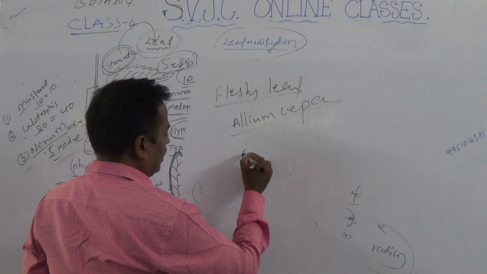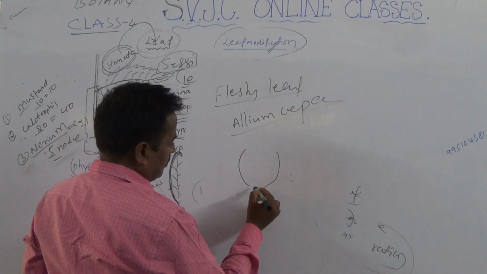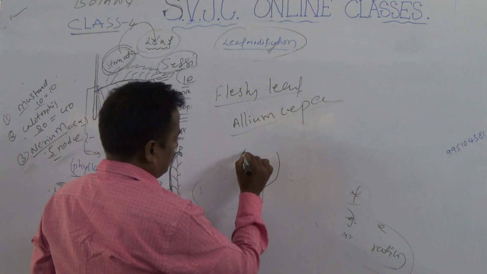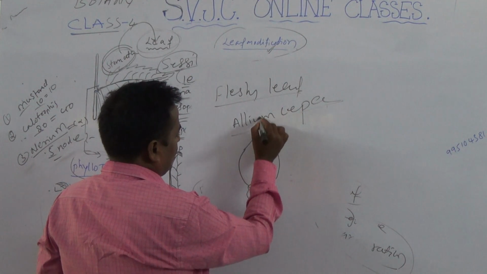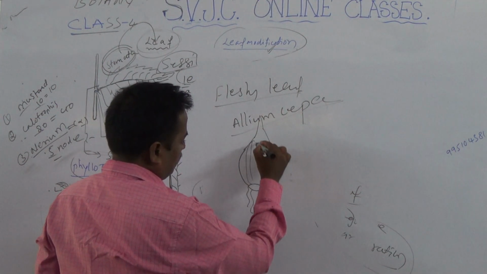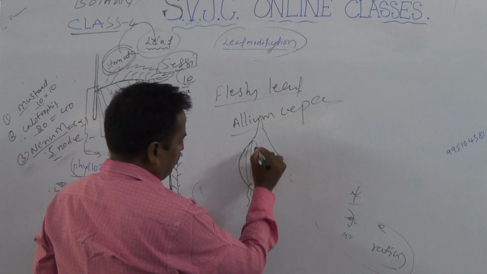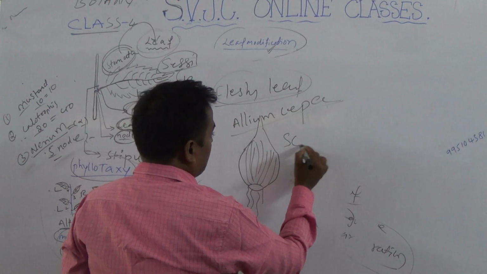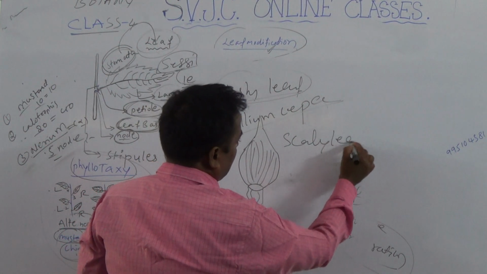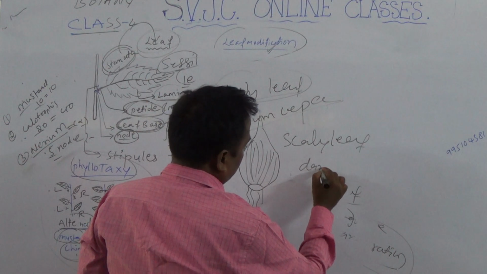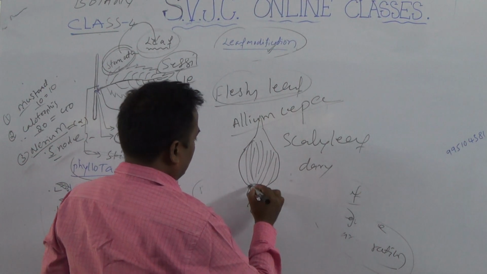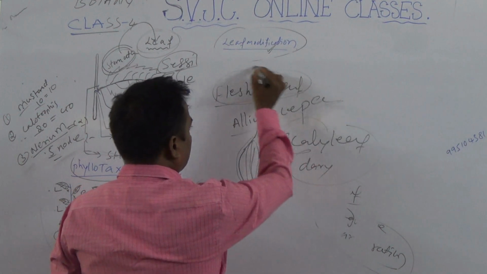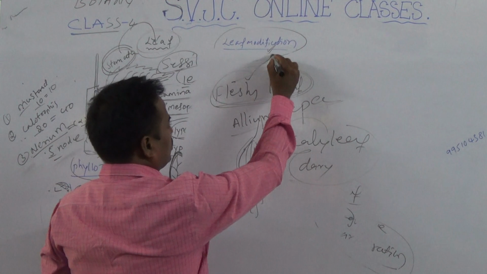In Allium cepa, the leaf base is swollen to become a bulb. This is the fleshy leaf reported in Allium cepa. Some scaly leaves are also reported. Scaly means dry leaf, so it can protect the bulb. The food is not in the scaly leaf. Food is reported in the fleshy leaf, so it can store food material.